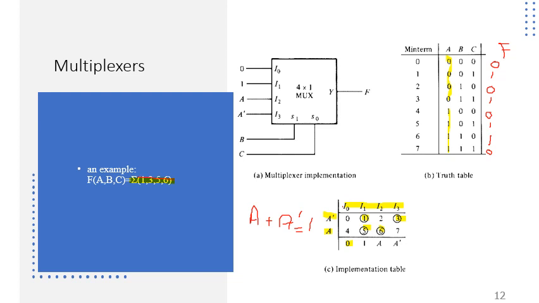A or A prime, or A plus A prime, is always equal to 1. So if we have two dedicated minterms encircled in the implementation table, then the response of the table is 1. For the I2 input of the multiplexer, in these two rows and in this column, the sixth minterm is encircled. That means it is the contributing minterm for the output. So we've got the response A here.